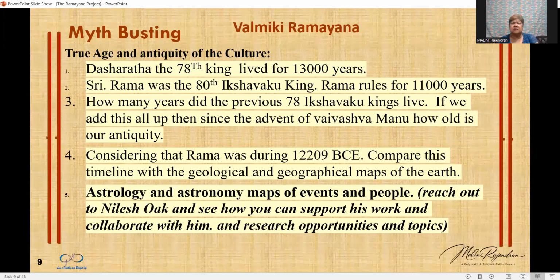And I am relying on Mr. Nilesh Oak's research, and I don't see any reason why I do not think his calculations are accurate. So if we look at the antiquity, the true age of India's culture, and we go back to the Gondwana times, and astrology and astronomy maps of events and people, and if you are interested in this subject, I would genuinely like you to reach out to Nilesh Oak and see how you can support him in his work and collaborate with him, because the depth and breadth and scope of the research that he has done in establishing this timeline is really incredible.